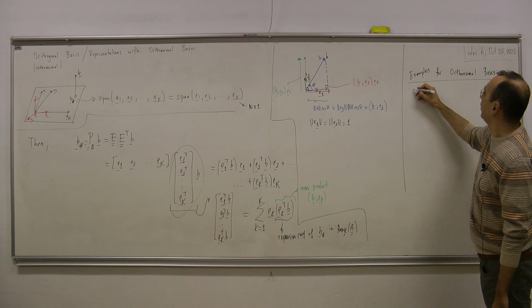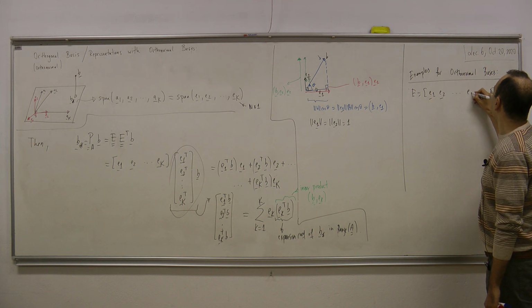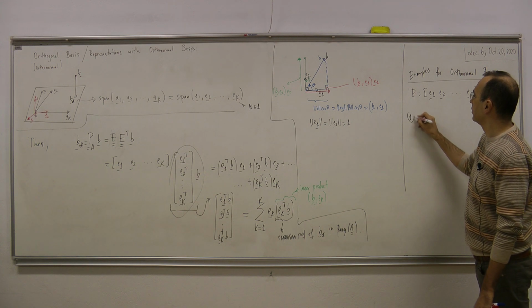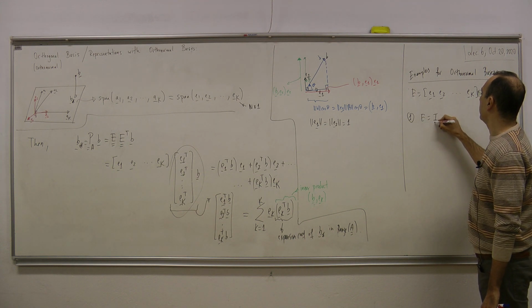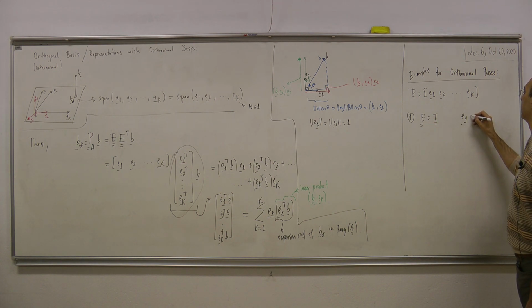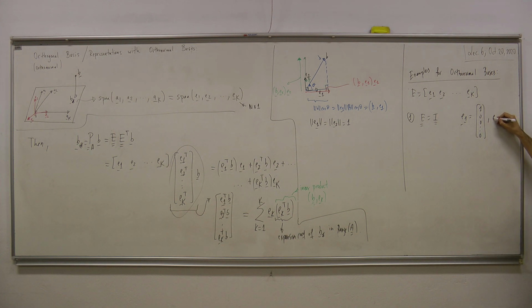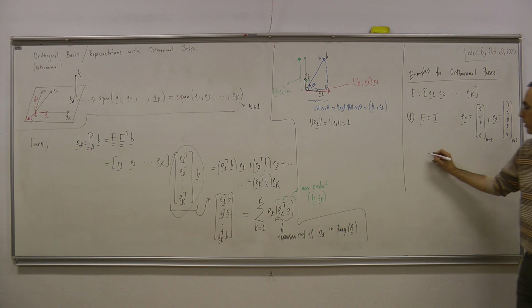Let me first define. So my E matrices, again E1, E2, up to EK. Number 1 is E matrices, let's say, the identity matrix. So your E1 is 1 and n minus 1 zeros. Your E2 is 0, 1, and zeros. So this is n by 1. You have only one non-zero entry, and this is the second non-zero entry. This is called the canonical basis.